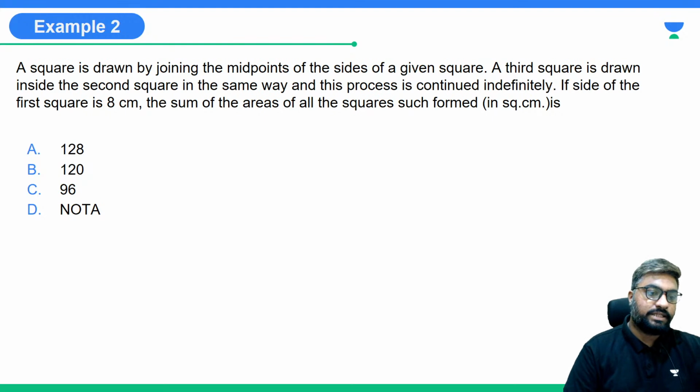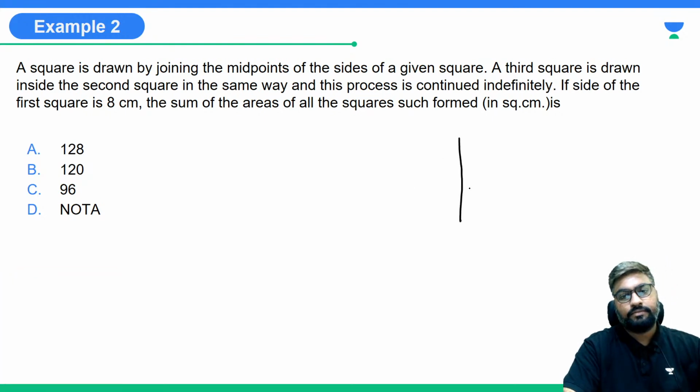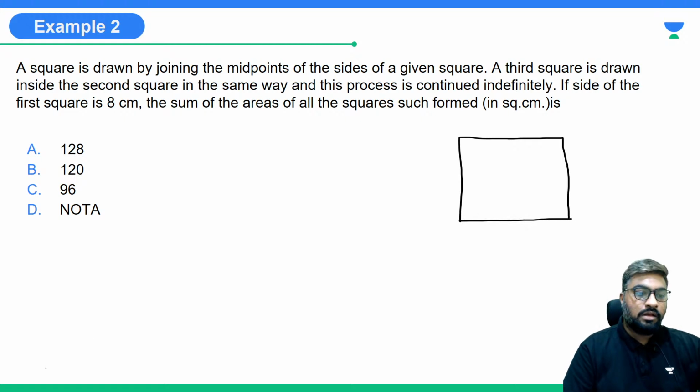I'll explain the question. It says that there is a square. Joining the midpoints of the square, there's another square being formed. Another square, like this.